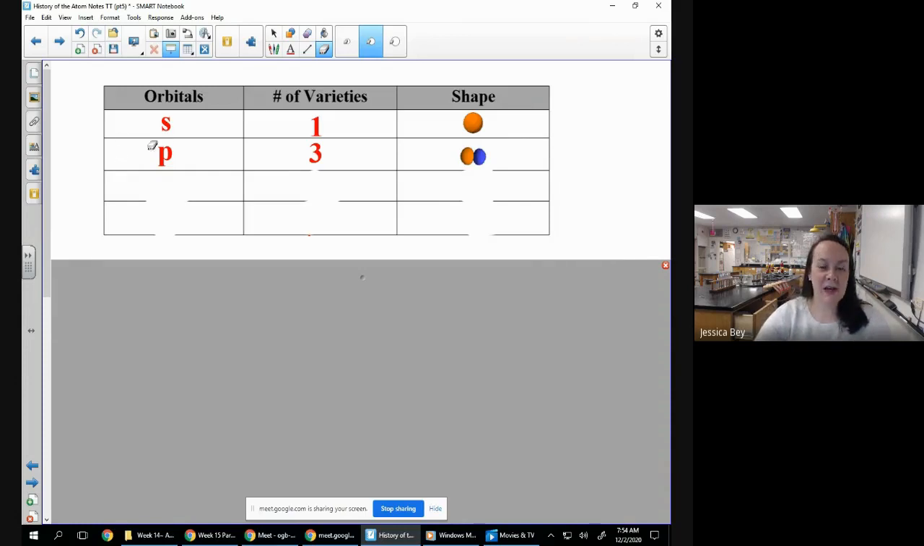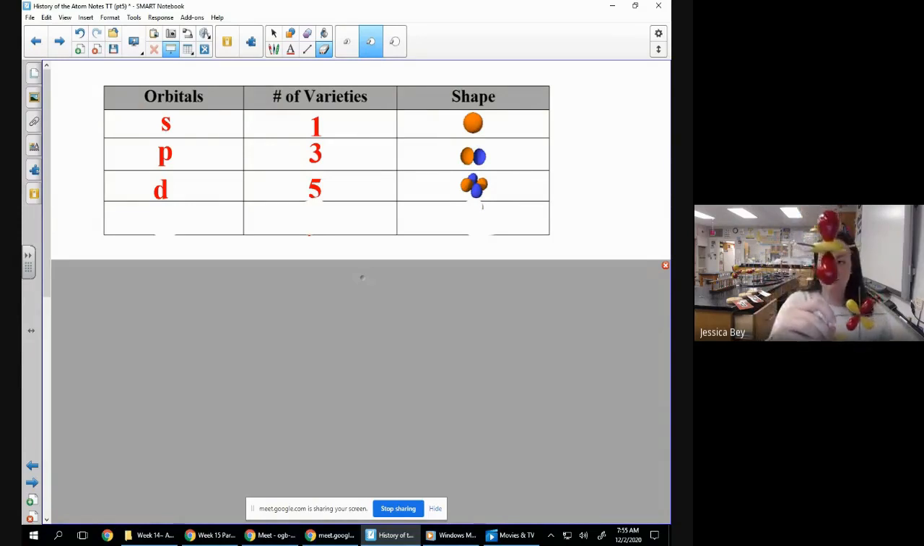The next shape is a D-shaped orbital. And the D-shaped orbital, they actually have 5 different varieties. And I call them D for daisy. They have like these little lobes around here. So there's 5 of them. You can kind of see them back here. So there are some that are on the axis, some that are off of the axis. And then there's just like this really weird one.